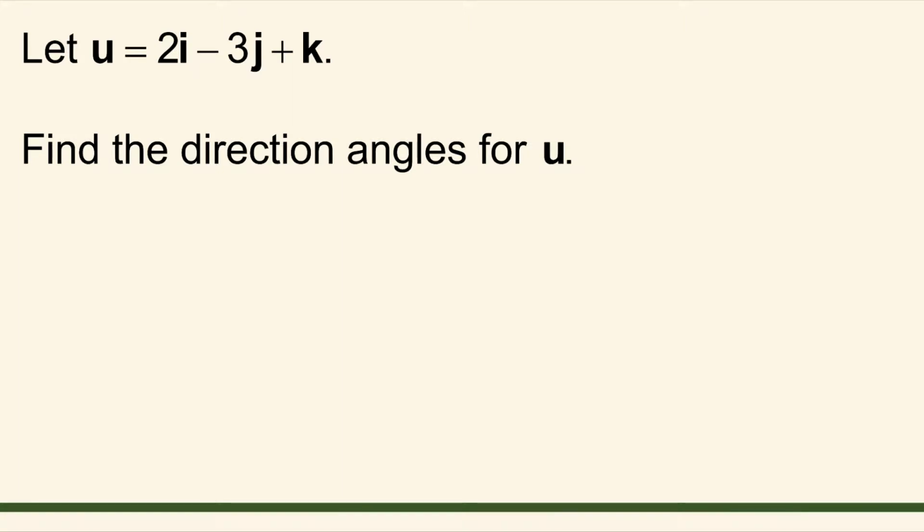Let vector u equal 2i minus 3j plus k. Find the direction angles for vector u. Looking at vector u a second time, vector u equals 2i minus 3j plus k.